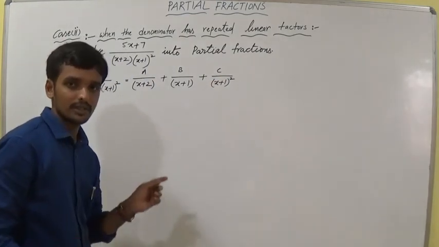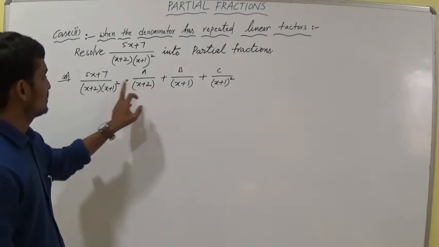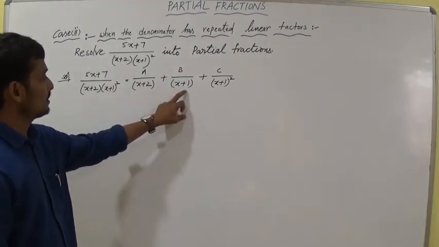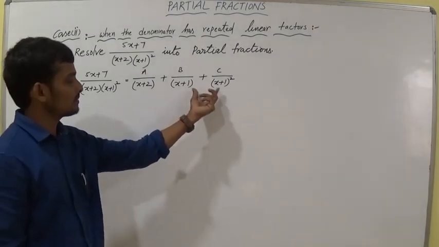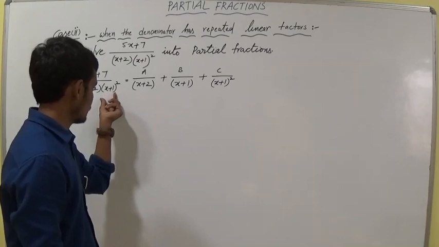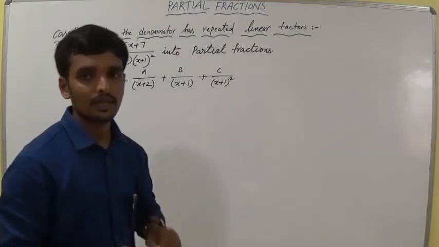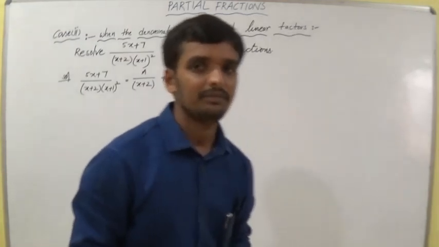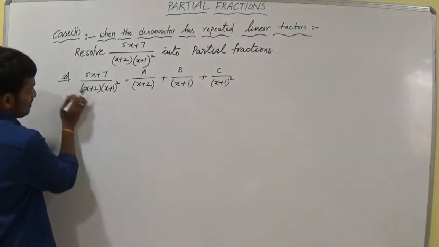Did you understand? First linear factor, a by x plus 2, plus b by x plus 1, plus c by x plus 1 whole square. The LCM of x plus 1 and x plus 1 whole square is x plus 1 whole square. The second denominator is x plus 2. Are you okay? Can we solve? Okay, fine, we can write the direct step.